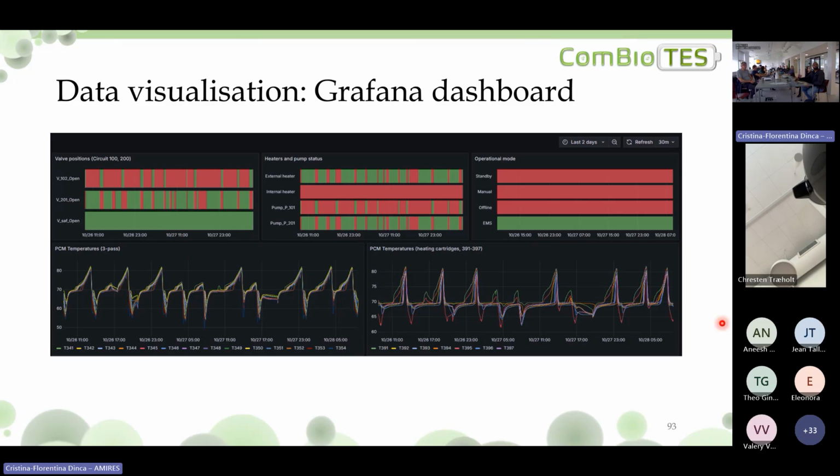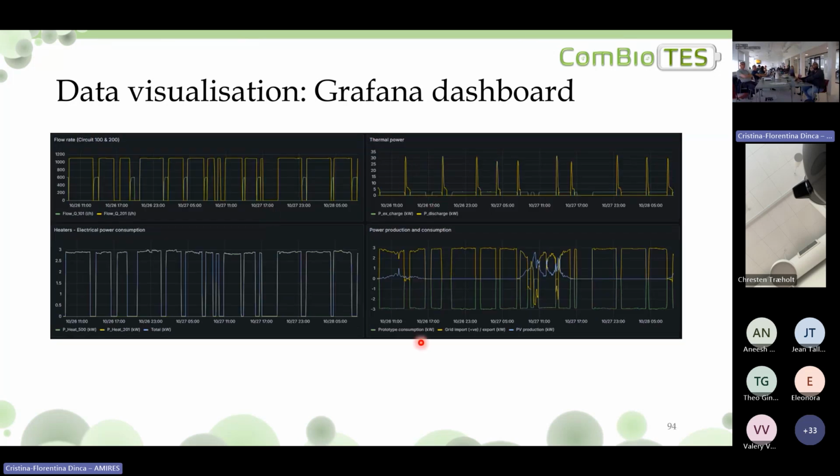The page looks something like this, where we visualize the position of the valves, the status of different components, and the operational mode of the system historically. We can also visualize the flow rates, the power delivered, the power grid import, electrical import, and production and consumption. So all sorts of visualizations that are relevant, we are able to visualize.